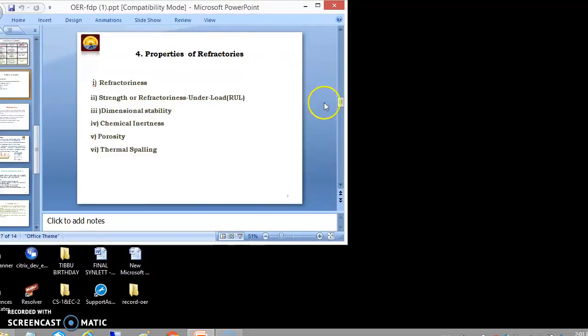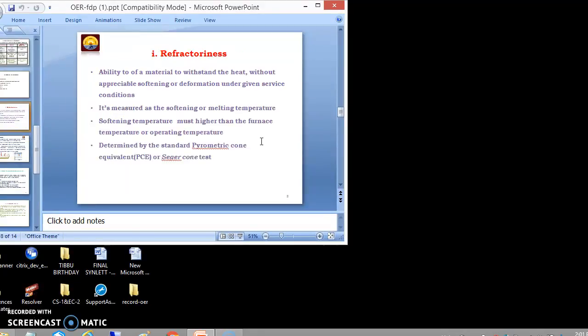Properties of refractories. Here we are going to describe the 6 main important properties of refractories. The first one is refractoriness, the second is strength or refractoriness under load. The third one is dimensional stability. The fourth one is chemical inertness. Fifth one is porosity. And the sixth one is thermal spalling. Now we are going to discuss each and every one in detail.